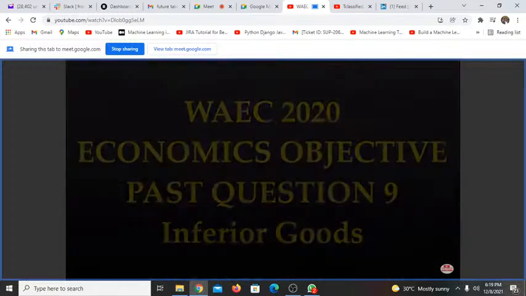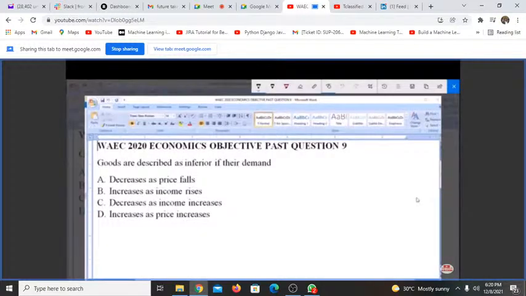Hello and welcome. I will be answering WAEC 2020 Economics Objective Past Question 9. Goods are described as inferior if their demand A. decreases as price falls, B. increases as income rises, C. decreases as income increases, D. increases as price increases. Now, this is more or less asking us for the definition of an inferior good.